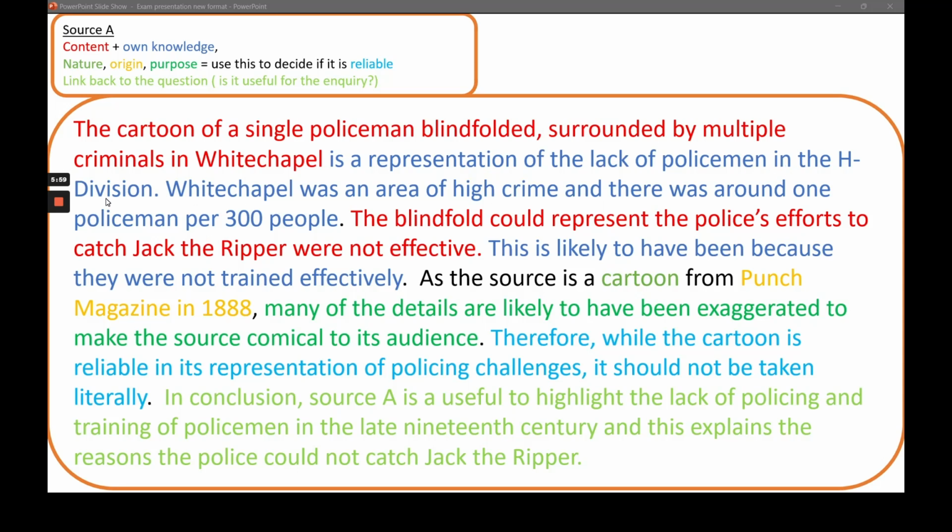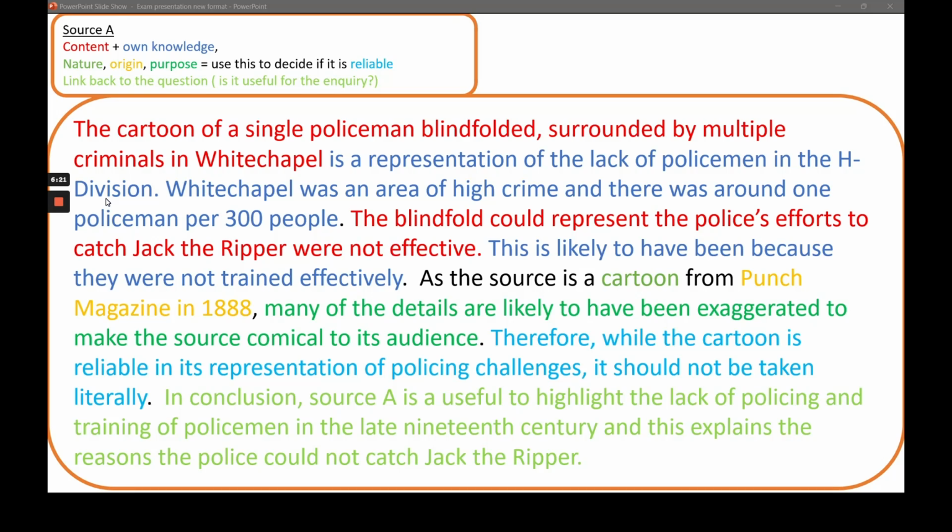And remember, H Division was the division in which the police sat in Whitechapel. So there was A to Z divisions in the Metropolitan Police Force. H Division was Whitechapel. Whitechapel was an area of high crime, and there was around 1 policeman per 300 people. Clear own knowledge there. Again, I've reiterated some of the content.